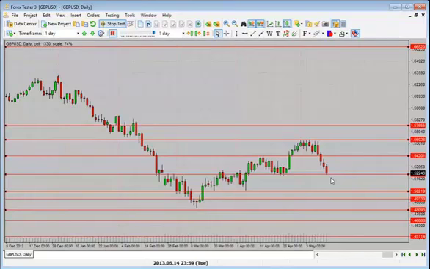Okay, one thing we'll have to be careful about here is that we are into support. So this can happen, but the bias is to the downside. We have seen several candles to the downside, bias is to the downside, still looking for price to move lower. So let's see if it's able to break this previous support and resistance area.